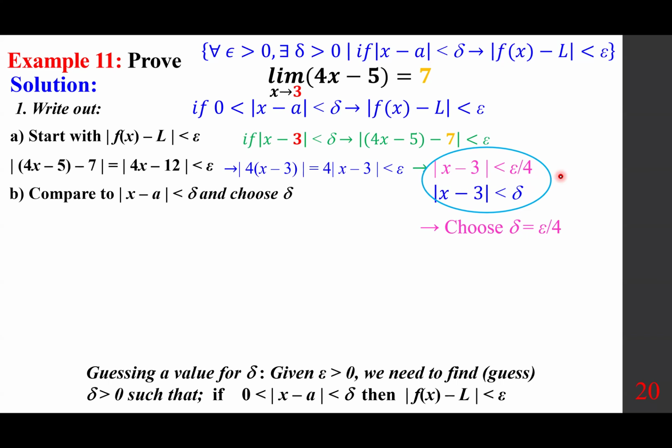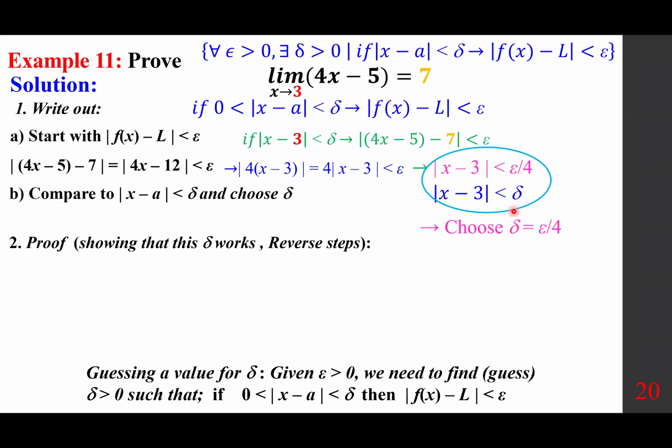And that's the end of finding the relationship between the two. So the first half of this is to find the relationship in this statement between epsilon and delta. So delta must be 1/4 of epsilon. Now the proof is showing that this delta works.